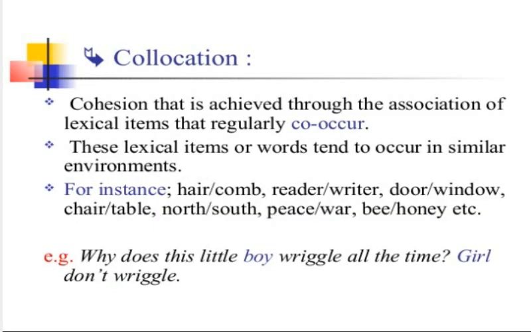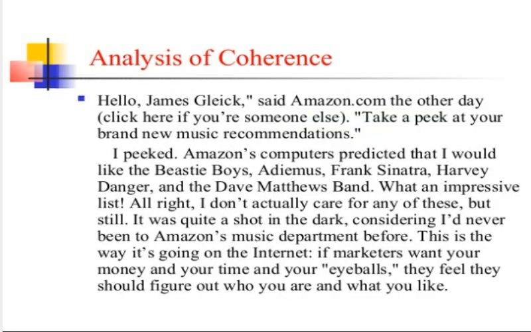Collocation. Cohesion that is achieved through the association of lexical items that regularly occur together. These lexical items or words tend to occur in similar environments. For instance, hair, comb, reader, writer, door, window, chair, table, north, south, please, what, be, honey, etc. Why does this little boy wriggle all the time? You don't wriggle. So he has given analysis of coherence.